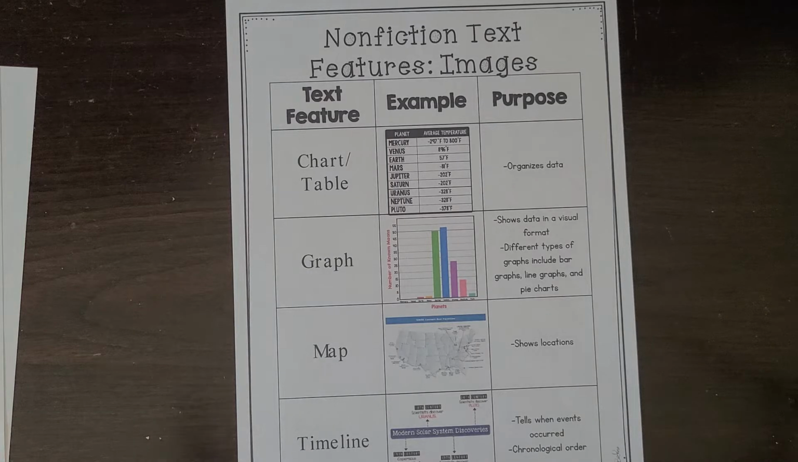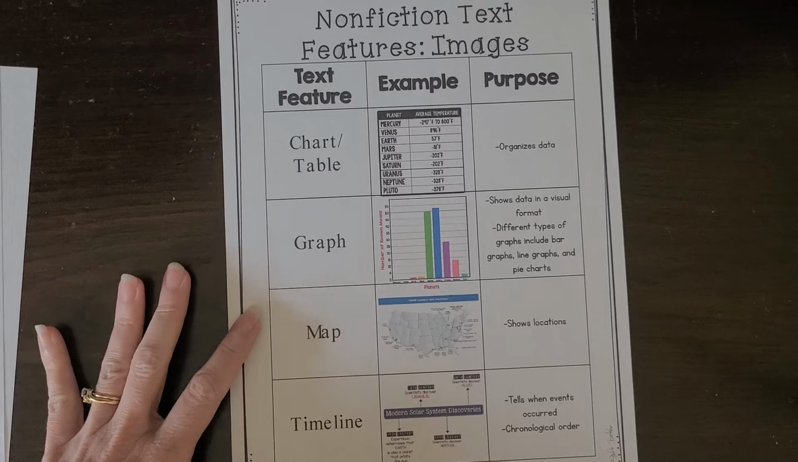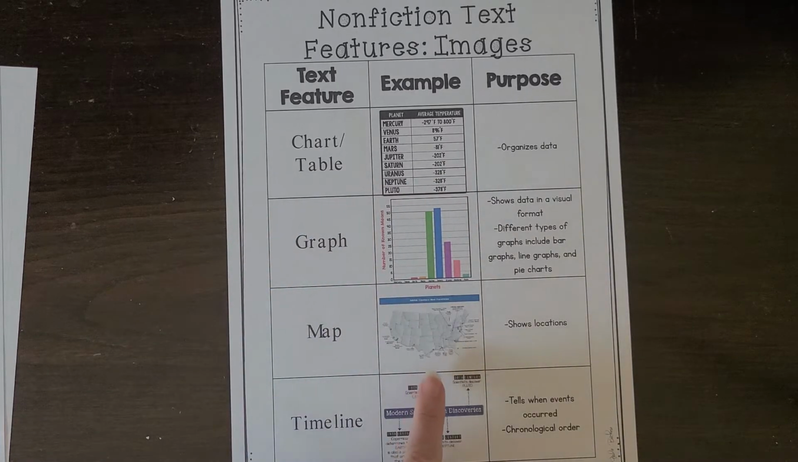It gives you different types of information through graphs: the bar graphs, the line graphs, and the pie charts. So that purpose is so it can be very clear to the reader. And then this is a map, and the map just shows locations and it allows the reader to see where something may be taking place.